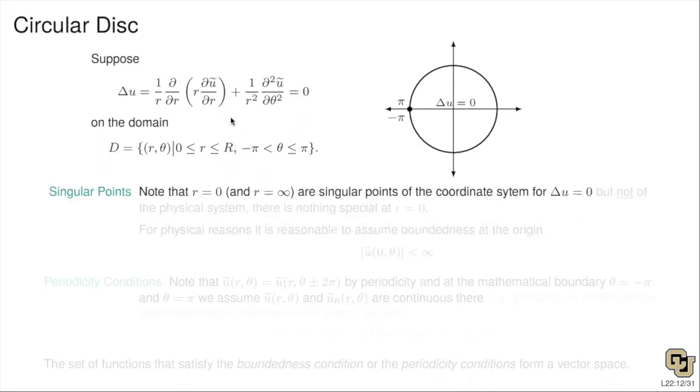So for the so-called singular points, for this closed disk, we're worried about R equal to 0. In a general setting, we might also be worried about R equal to infinity, but that's not something we worry about here for the closed disk, obviously. So the singular point here at R equal to 0 is due to the coordinate system. It's not any physical issue that has to do with the heated metal plate.